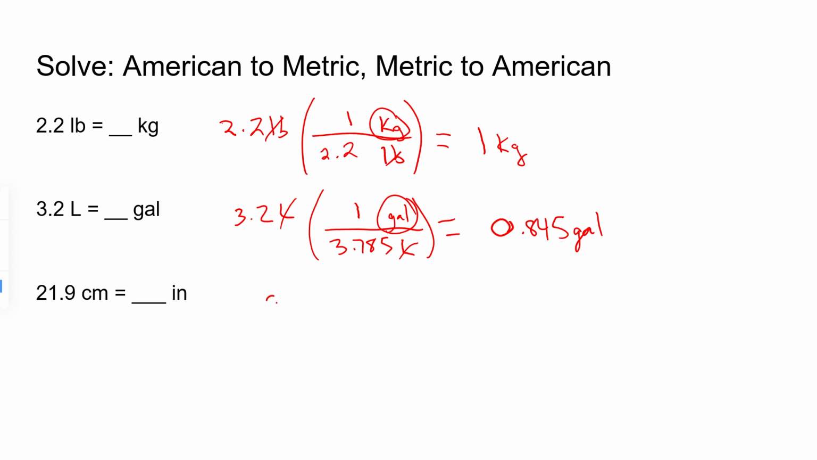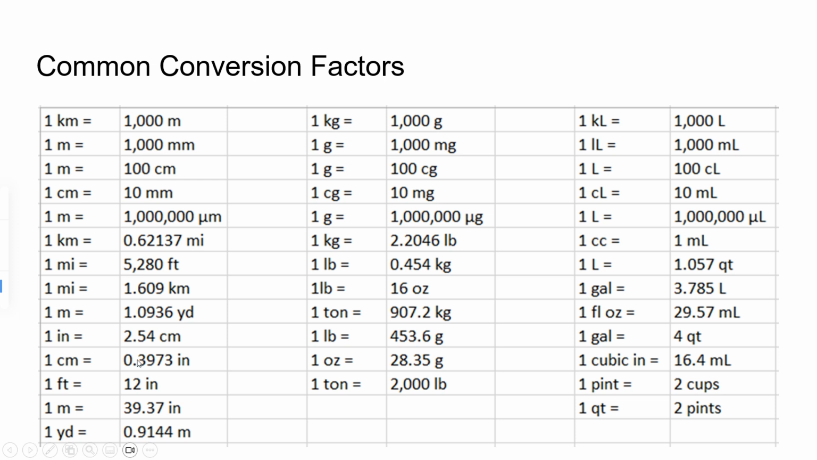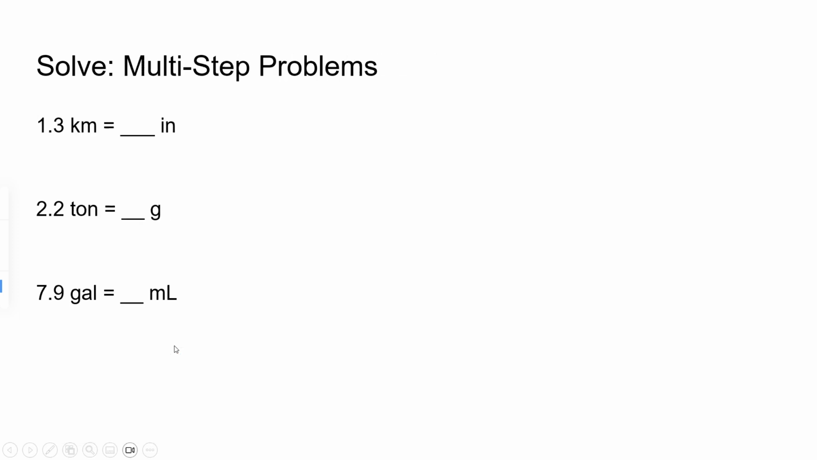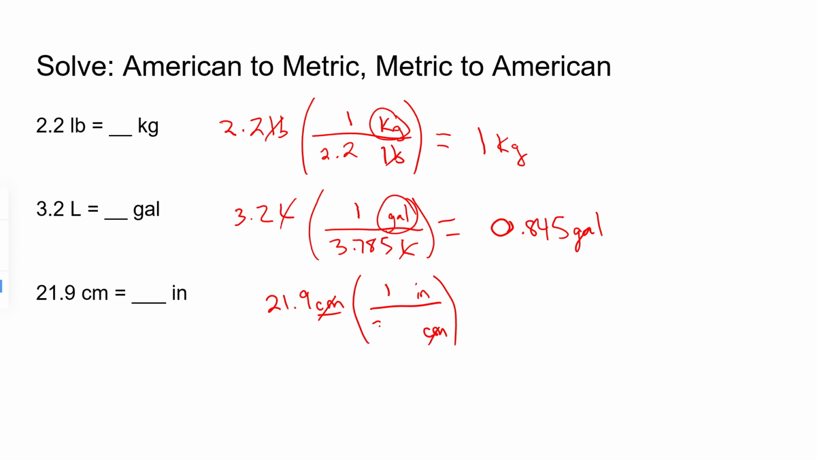And 21.9 centimeters. Centimeters on the top, so it goes on the bottom. And we're converting to inches. The centimeters crosses off. 1 inch is 2.54 centimeters. So now we multiply across the top, divide away the bottom, and we end up with 21.9 divided by 2.54, 8.6 inches.